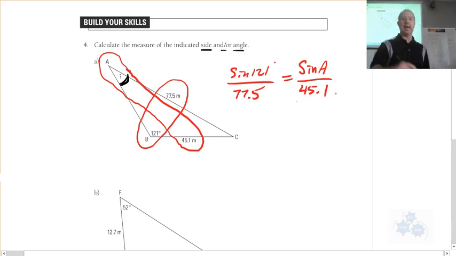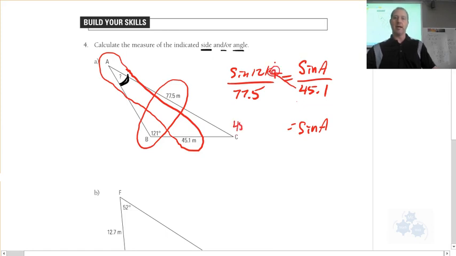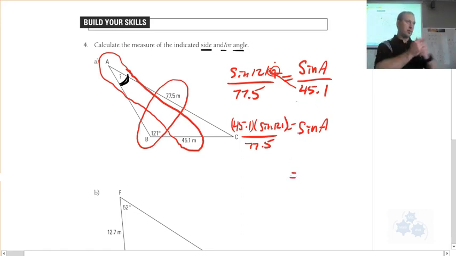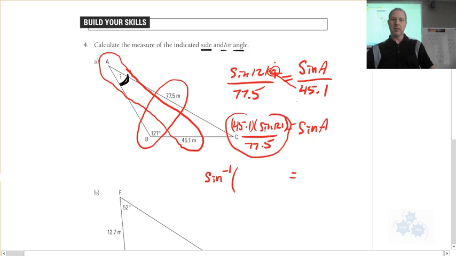We're going to cross multiply again. And that's going to get us this. And I'll show the steps here. So this 45.1 is going to go across the equal sign and multiply up here, right? So I'm going to have 45.1 times sine of 121 divided by 77.5. Everyone good with that? And now to get A by itself, you guys remember how to do this from one of those first examples. Second function. So on my calculator, I'm doing second function of this right here. And that will equal A.